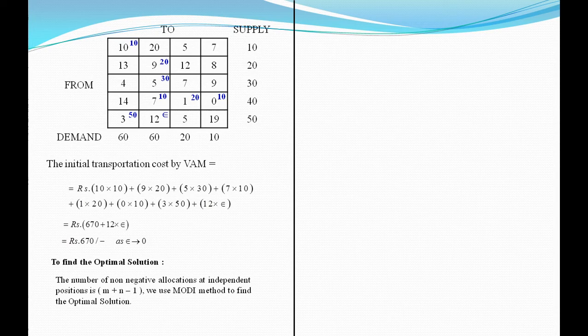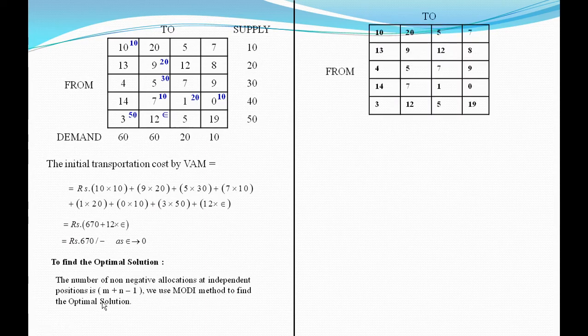To find the optimum solution, this is the method. I'm introducing the method only; we'll solve the problem in the next class. To find the optimum solution, the number of non-negative allocations at independent positions should equal m plus n minus 1. Our condition is satisfied because we substituted epsilon. m plus n minus 1 is 8, and we have 1, 2, 3, 4, 5, 6, 7, 8 allocations. Our condition is satisfied, therefore we can make use of the MODI method.